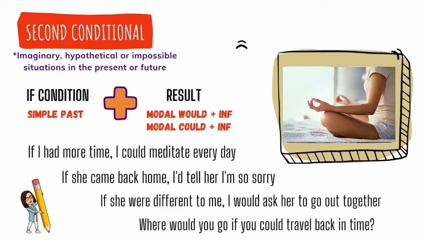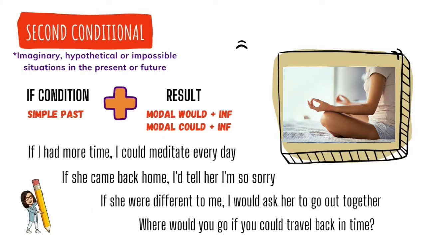Let's see how it works. If I had more time, I could meditate every day. If she came back home, I'd tell her I'm so sorry. If she were different to me, I would ask her to go out together. Where would you go if you could travel back in time?